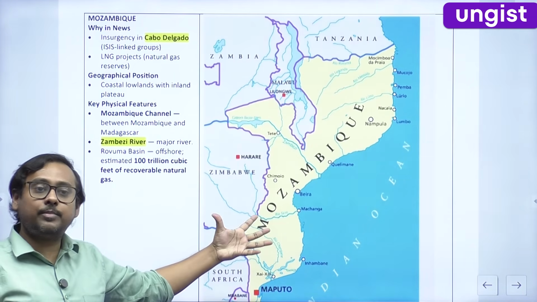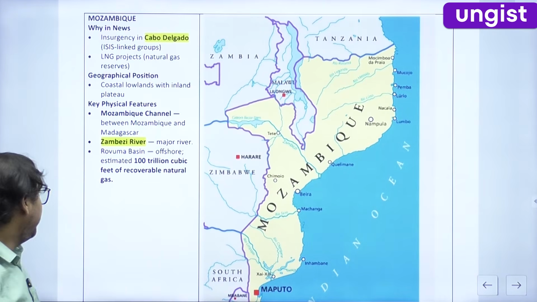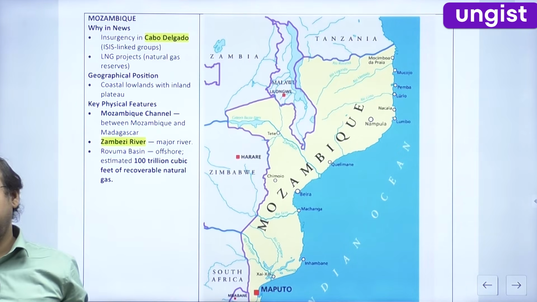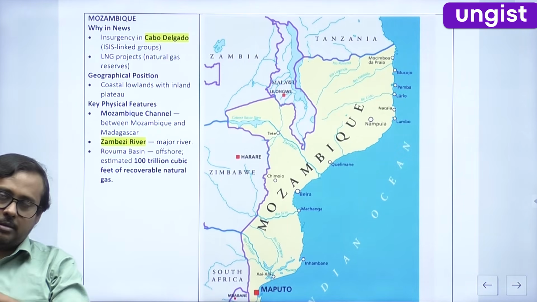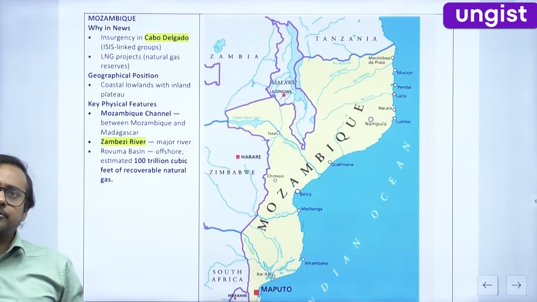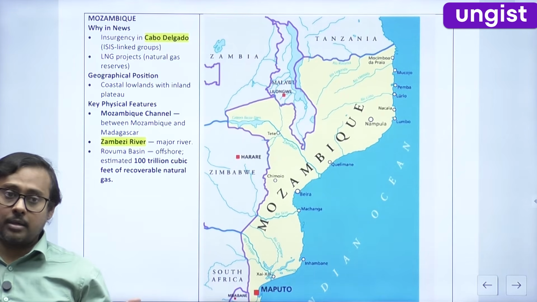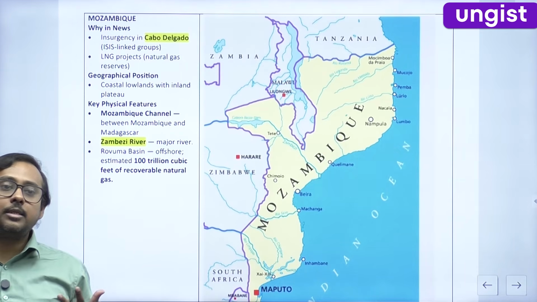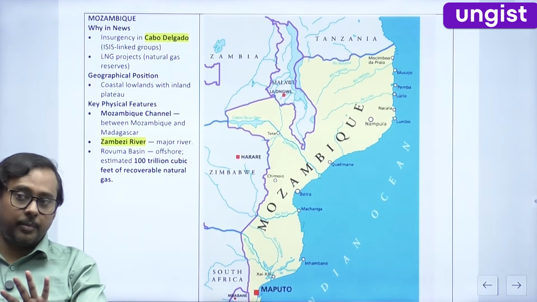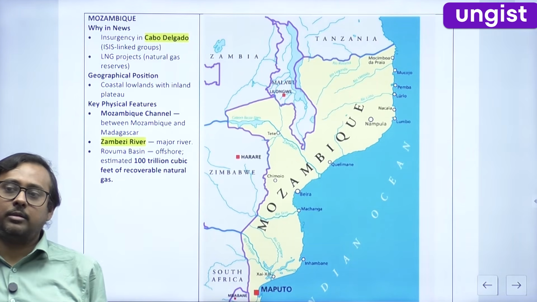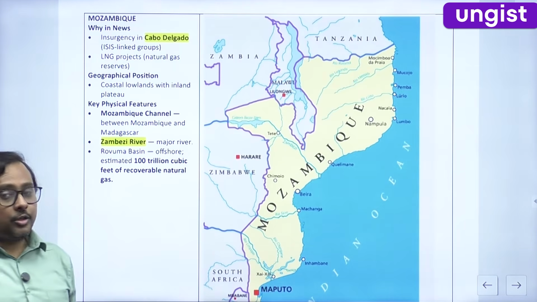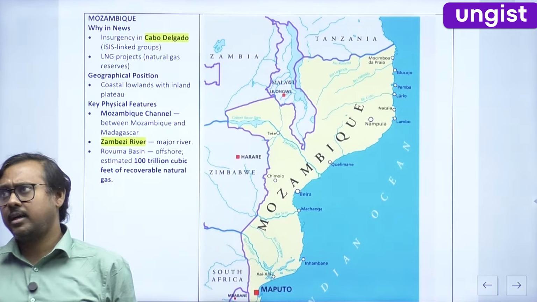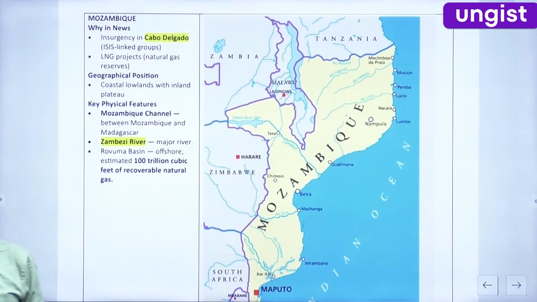And why is Cabo Delgado important? Very recently they found a huge reservoir of natural gas. It's the largest in the world. Which are the huge producers of natural gas? Your Russia, Qatar, Iran. What is the reason why Qatar came out of OPEC? I told you, Qatar is not part of OPEC. Because they wanted to focus on production of natural gas. I think it's the second highest exporter of natural gas. I have to verify that.